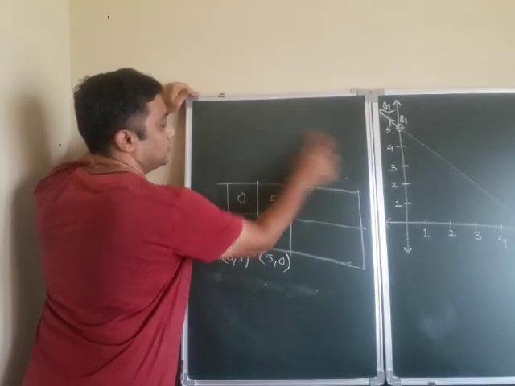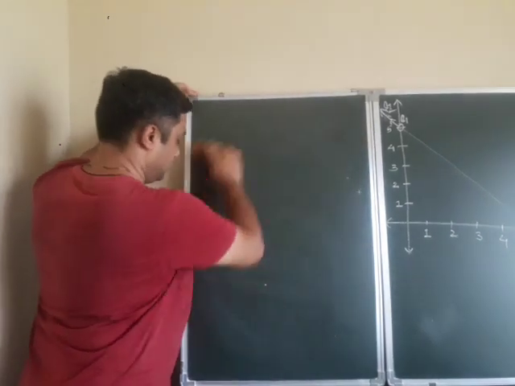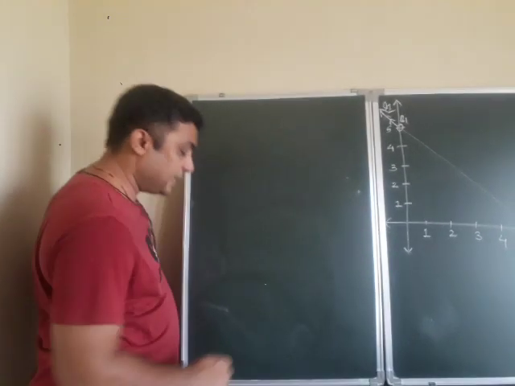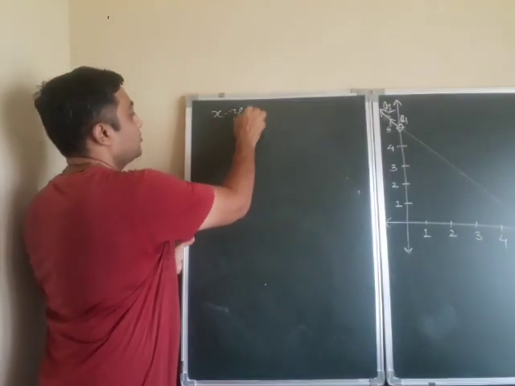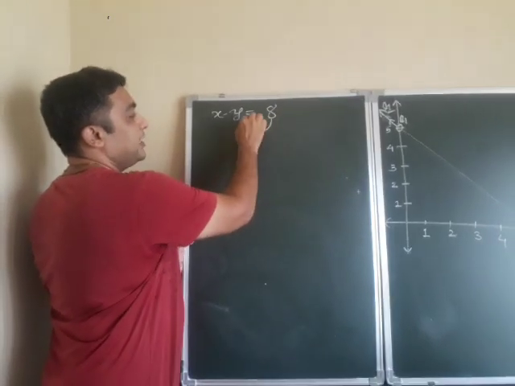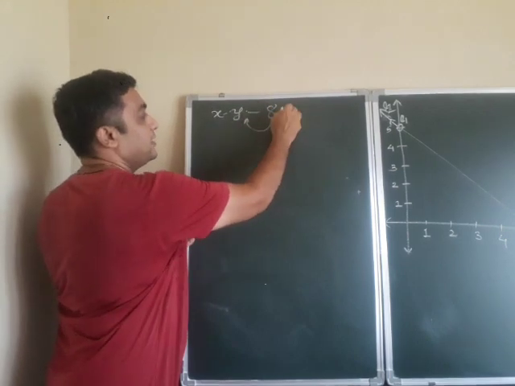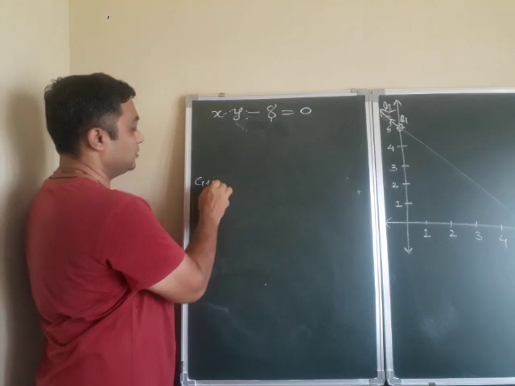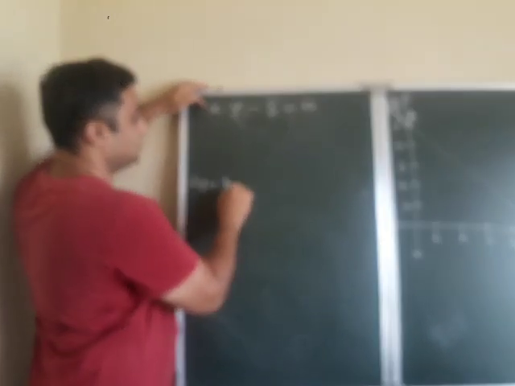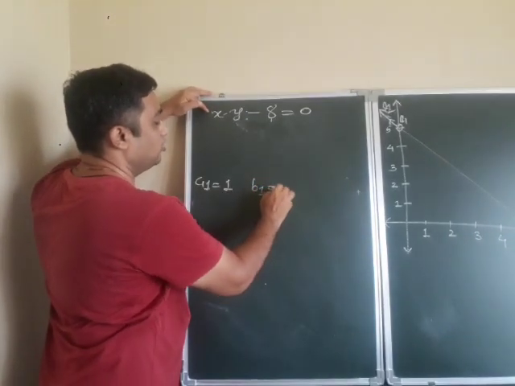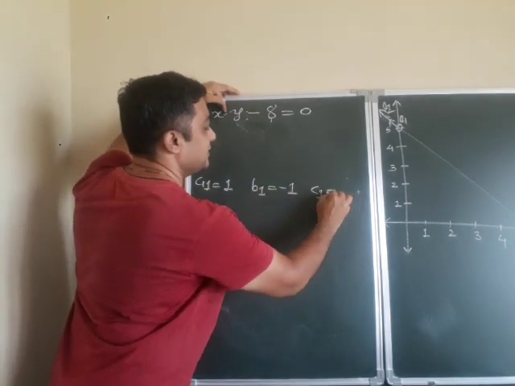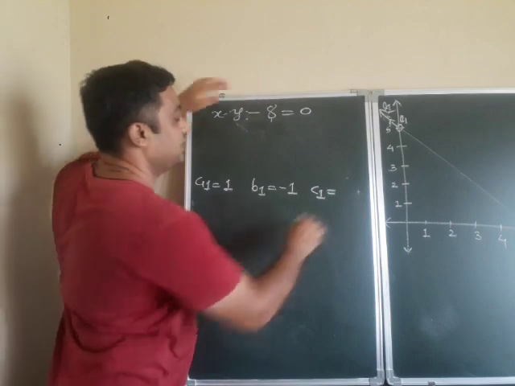Second example. Chalo, get ready for the second one. The line is given: x minus y is equal to 8. I can take the 8 on this side, so it becomes x minus y minus 8 is equal to 0. Fine. Here a1 is equal to the coefficient of x, that is 1. b1 is equal to the coefficient of y, that is minus 1. And c1 is equal to the constant term, that is minus 8.